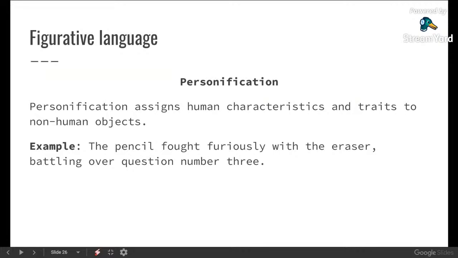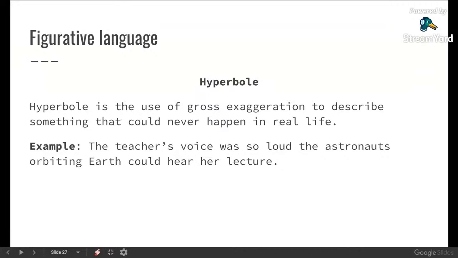More figurative language, personification. It assigns human characteristics and traits to non-human objects. For example, the pencil fought furiously with the eraser, battling over question number 3. Hyperbole. It's the use of gross exaggeration to describe something that could never happen in real life. For example, the teacher's voice was so loud the astronauts orbiting the Earth could hear her lecture.